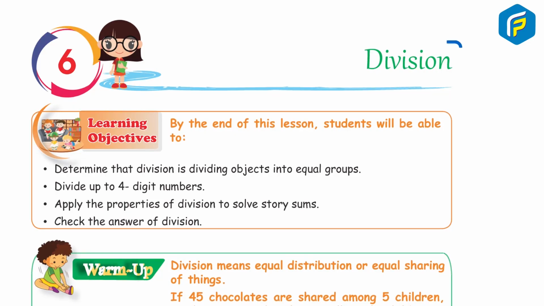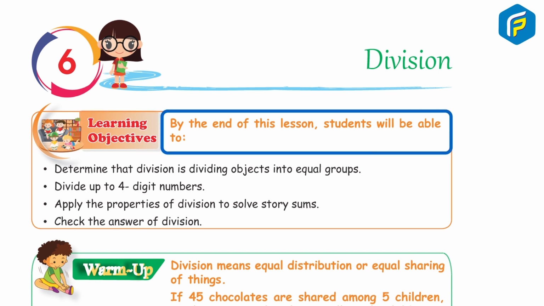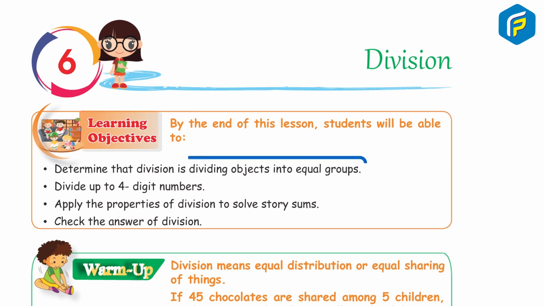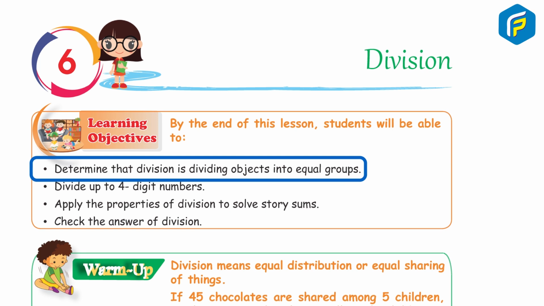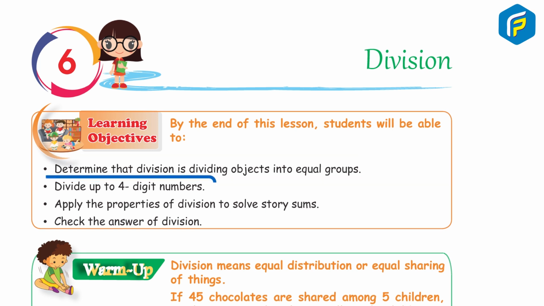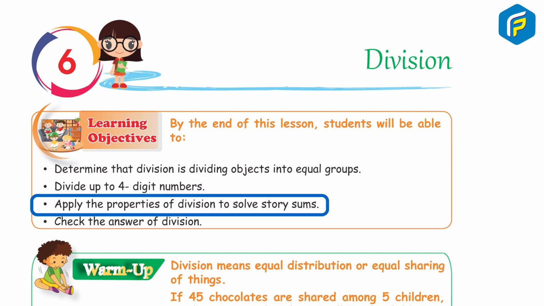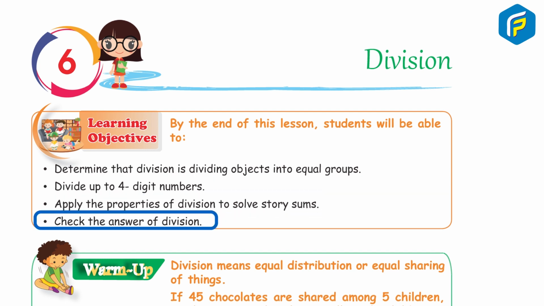Chapter 6: Division. Learning Objectives. By the end of this lesson, students will be able to determine that division is dividing objects into equal groups, divide up to 4-digit numbers, apply the properties of division to solve story sums, and check the answer of division.